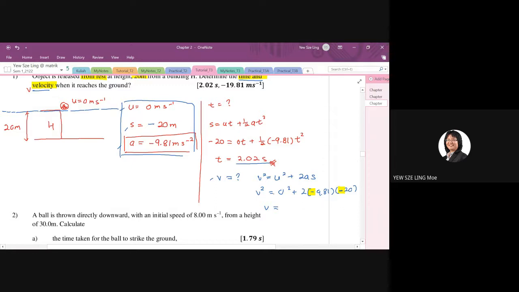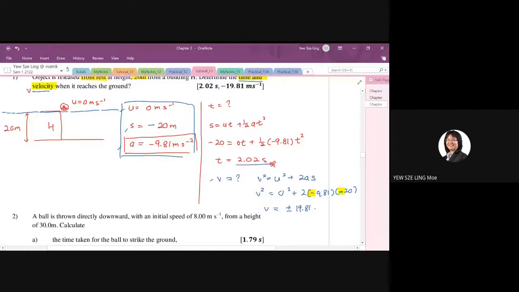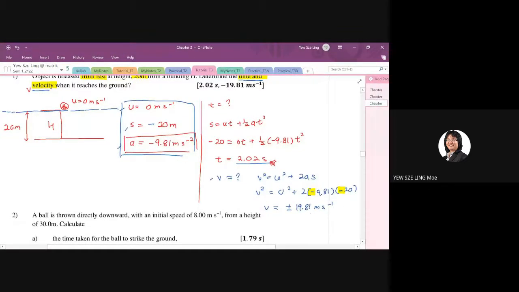Alright, now let's go back to the answer. Now you have a v squared. Actually, when you square root a value, you are going to get plus minus 19.81 meter per second. So again, now plus minus, what does it mean? It means now you have 2 answers. So you are going to choose which one to use as your final answer, whether the one with a positive sign or the one with a negative sign. In horizontal motion, this is not an issue. Straight away, we use positive sign. Why? Because we always assume direction of motion is positive.